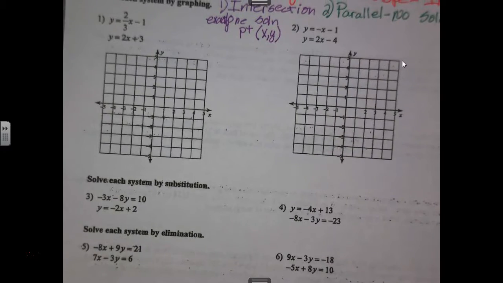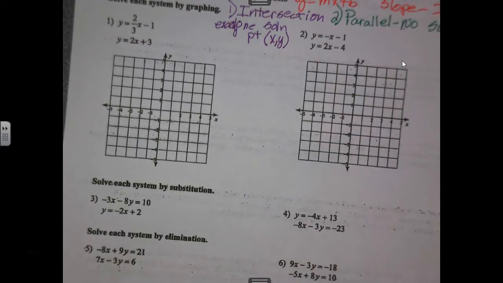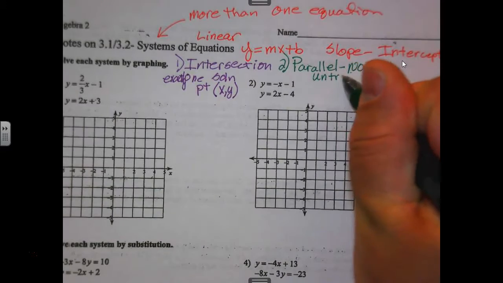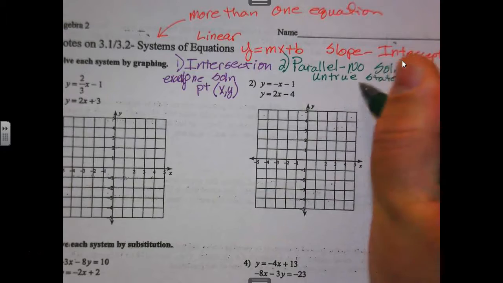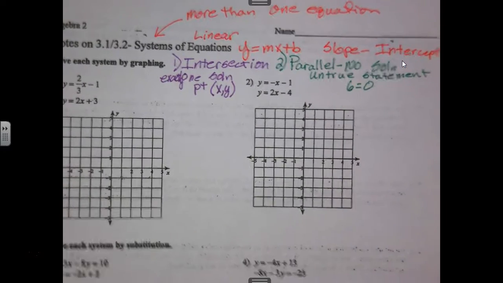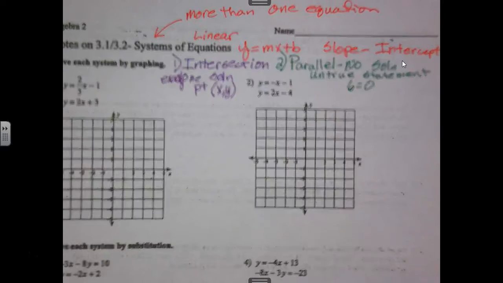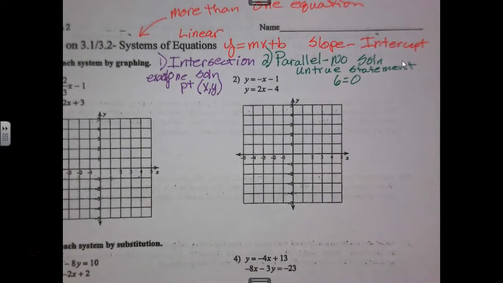When you're doing it algebraically, not on a graph, what kind of solution are you going to get? You're going to get an untrue statement. For example, you're going to get 6 equals 0 or negative 4 equals 3. So there's two of them. What about the third one?